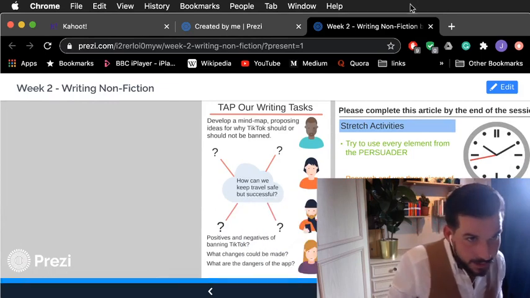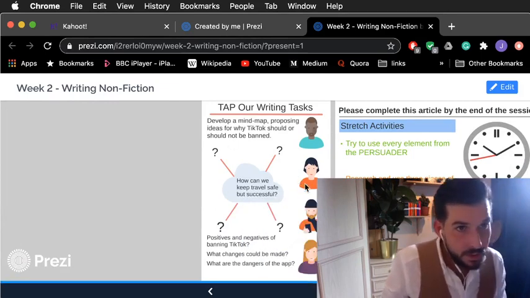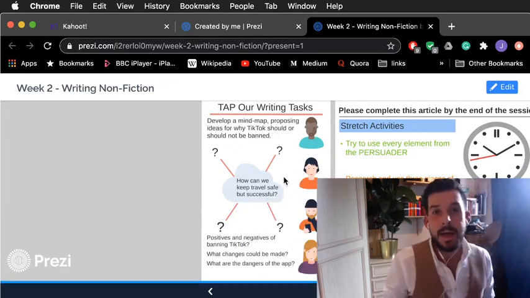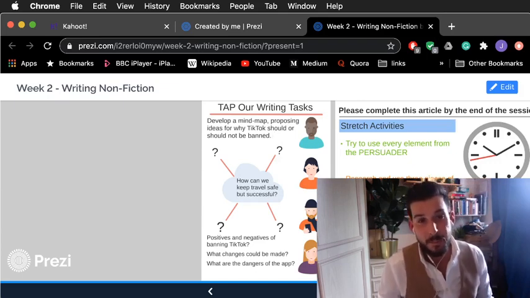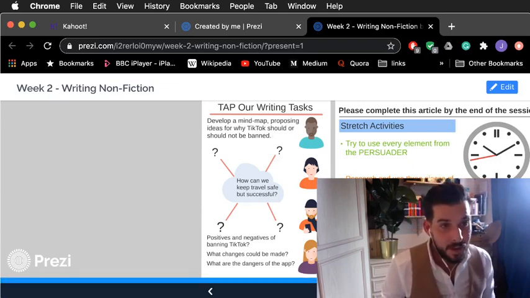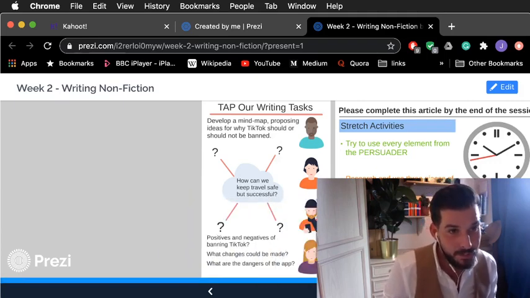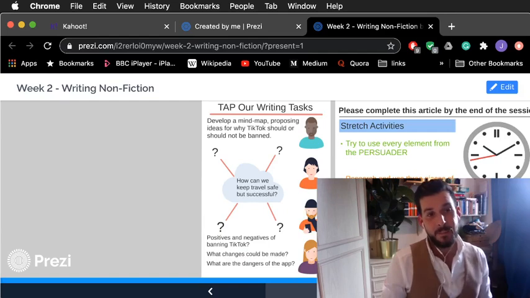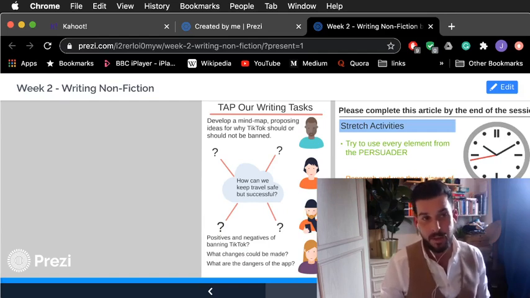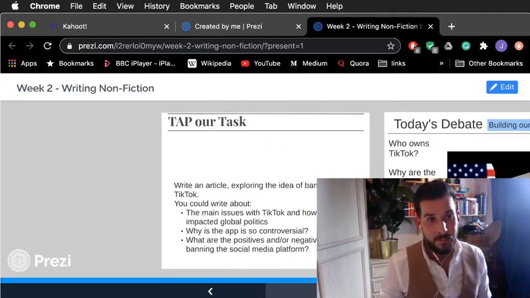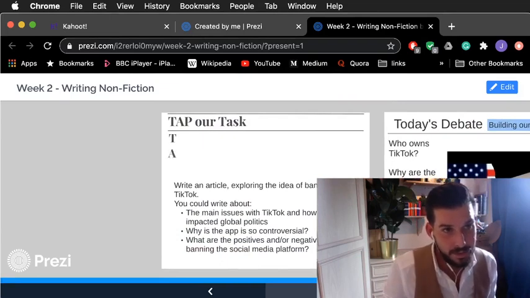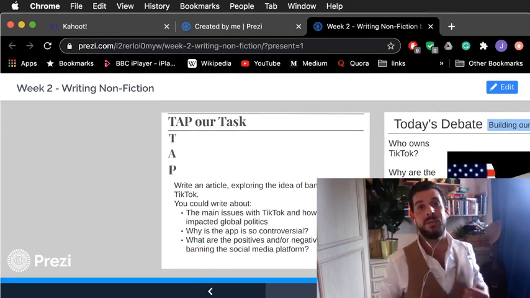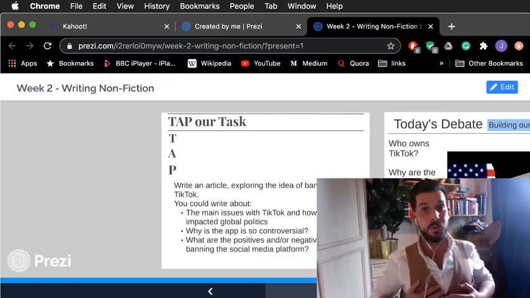So when we tackle our writing tasks, okay, sometimes it's good to use a little bit of a mind map. Some people prefer mind maps when it comes to planning. What are the positives and negatives of TikTok? What changes should be made, and what are the dangers of the app? I'm fine with you using a mind map if you want, but I think sometimes, and we're just going to tackle this task, it's actually easier for me just to do a bullet pointed list, and I'm going to show you what that plan looks like. A really simple 3-point plan with a counter argument.